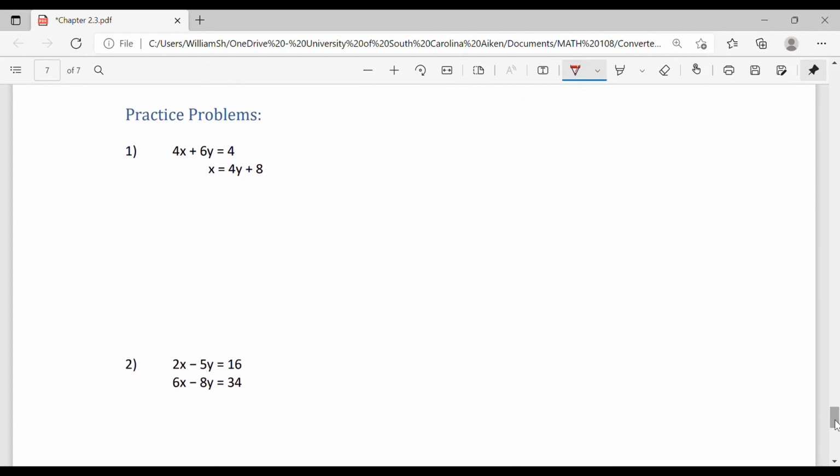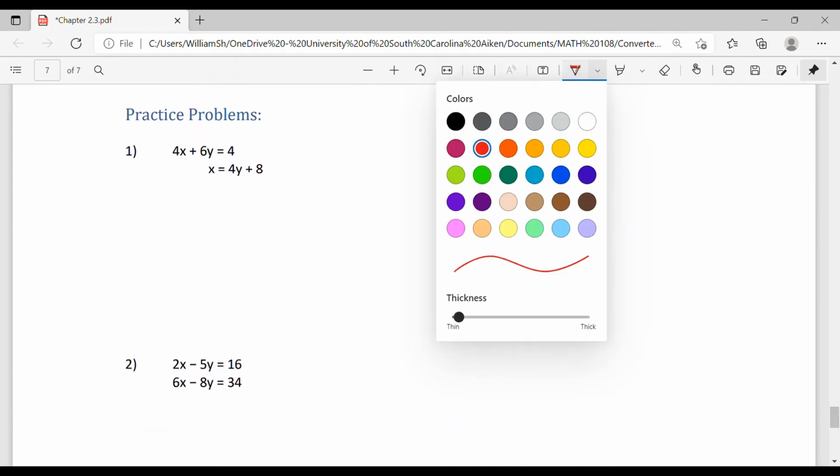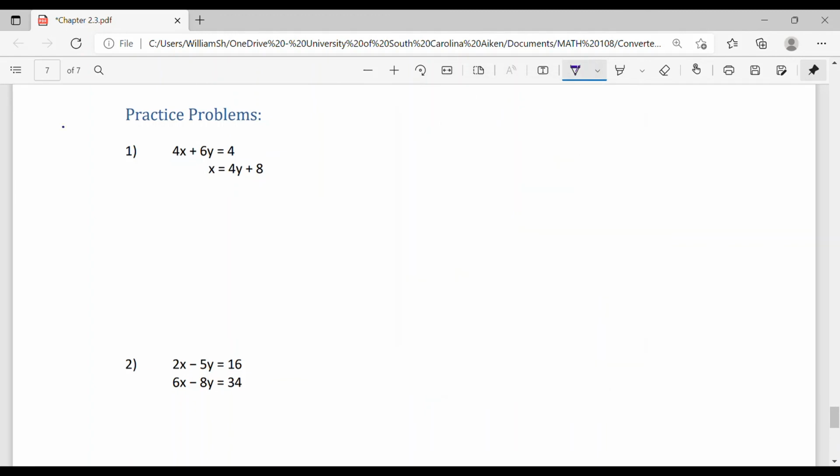So we got a little page here of practice problems. We're going to run through them. It doesn't tell you how to solve these. You can solve them any way you like. This one's obviously set up for substitution. It's 4x plus 6y equals 4, where x equals 4y plus 8. So I am going to use substitution. I'm going to substitute this part in here for this x.